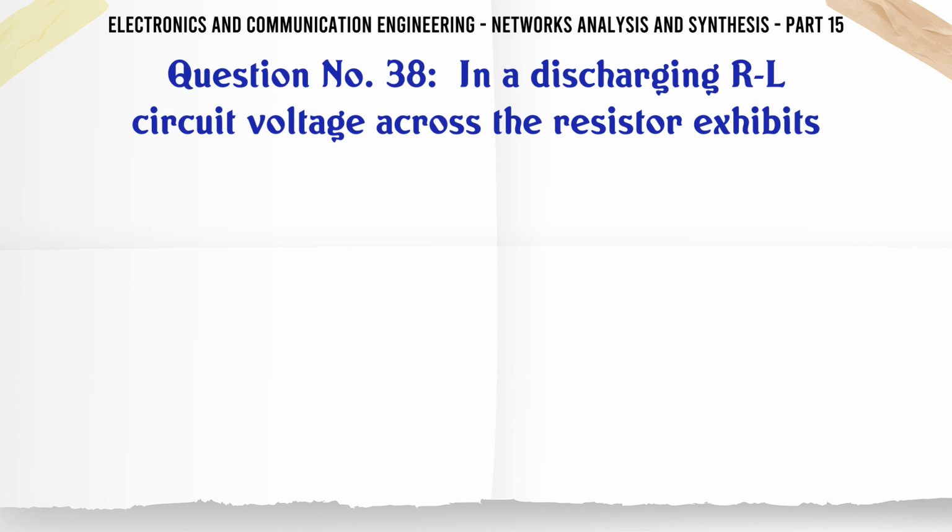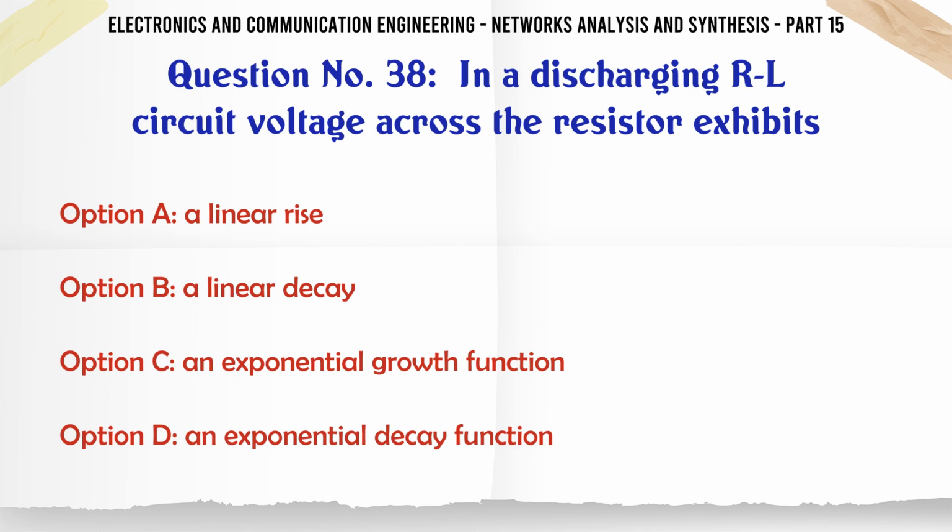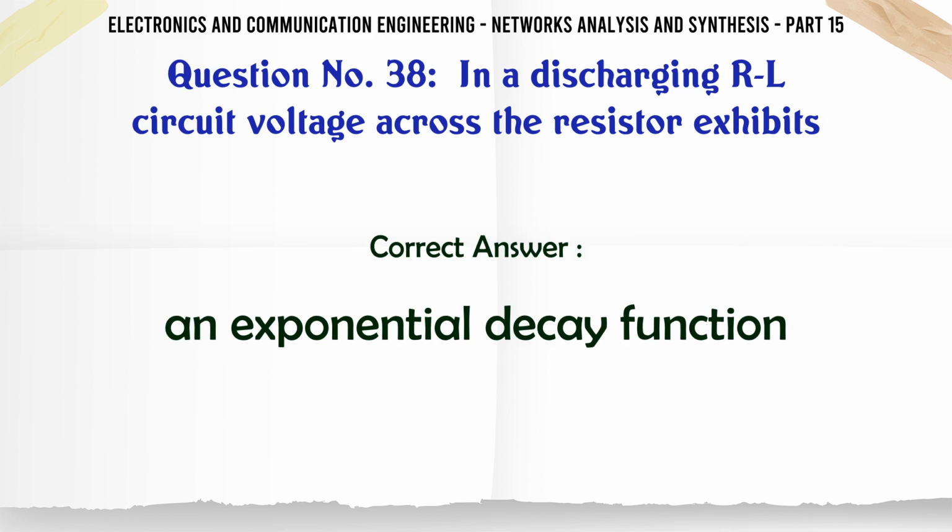In a discharging RL circuit, voltage across the resistor exhibits A. a linear rise, B. a linear decay, C. an exponential growth function, D. an exponential decay function. The correct answer is an exponential decay function.